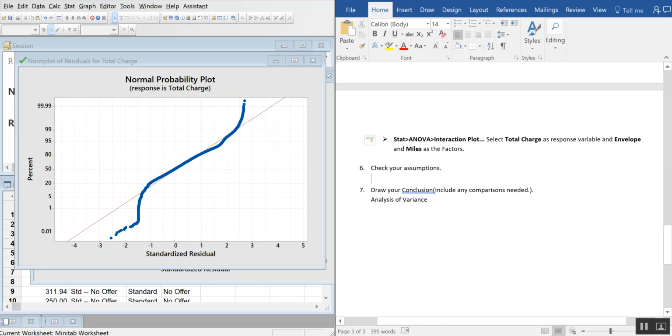So I'm going to go ahead and say that this is nearly normal, but has non-normality below, I didn't need a comma there, sorry, the 5th percentile and above the 99th.